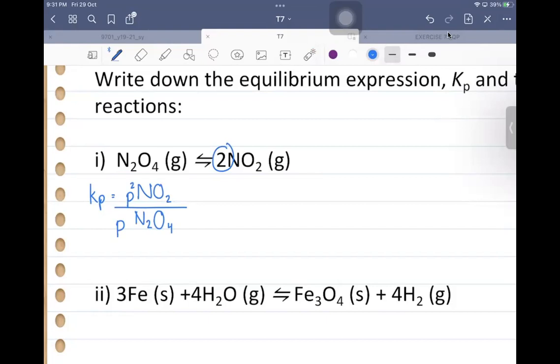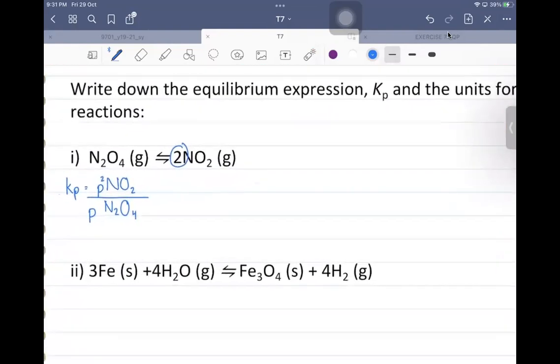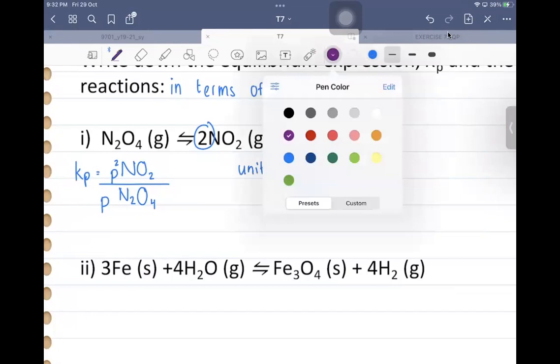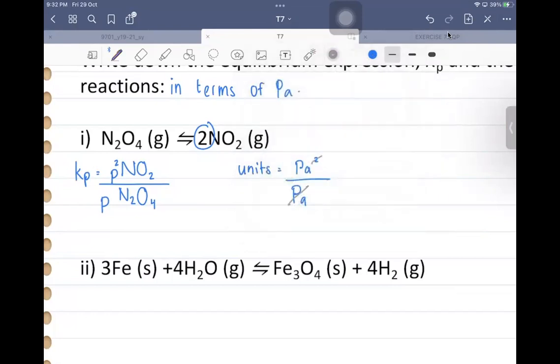It doesn't say whether the units are in terms of Pascal, so I'm going to use Pa. Okay, units. Top part, I've got Pascal squared because I have squared the partial pressure of my NO2, over Pascal to the power of 1. So if I cancel this out, I am left with just Pascal.